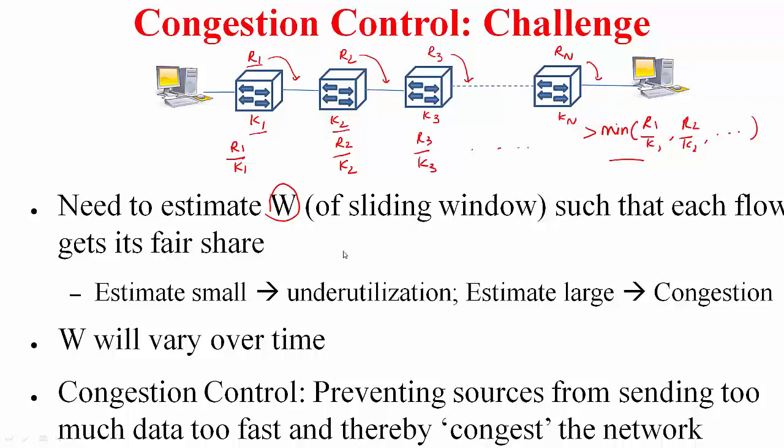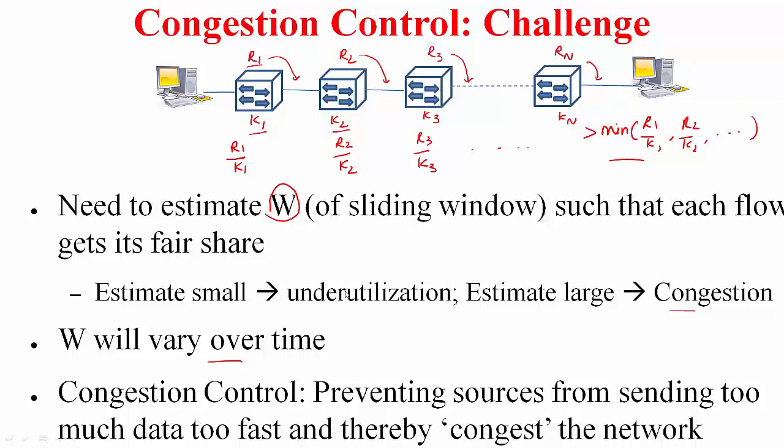Now, if your estimate is small, you're going to underutilize. In other words, you're not making use of all the available bandwidth. On the contrary, if you estimate large, thereby trying to get the best possible throughput, you are going to congest the network because you are pumping more data than the network can handle. And as if these problems are not enough, this W itself will have to vary over time because some connections will end, some new connections will start along the path. As you can see, determining W is not at all an easy task.